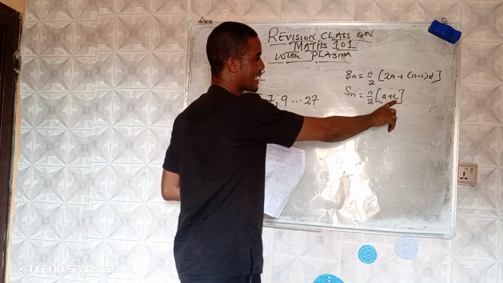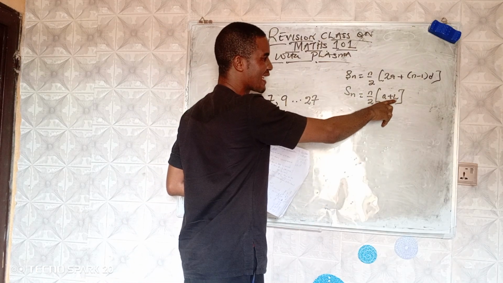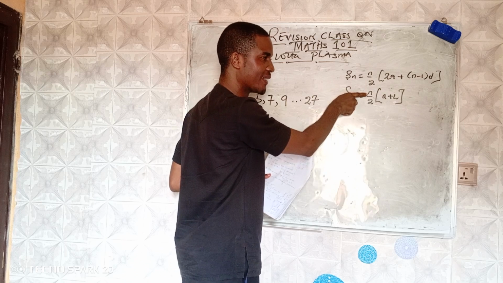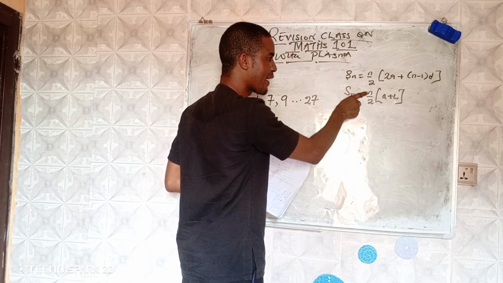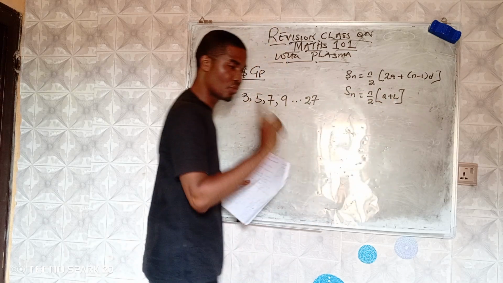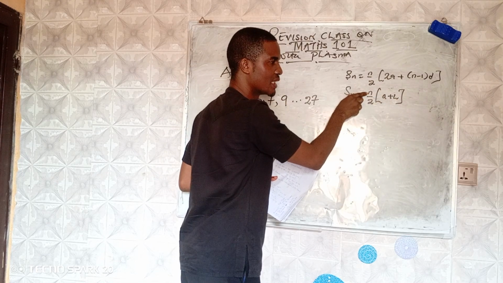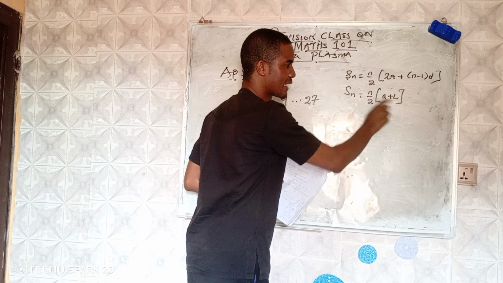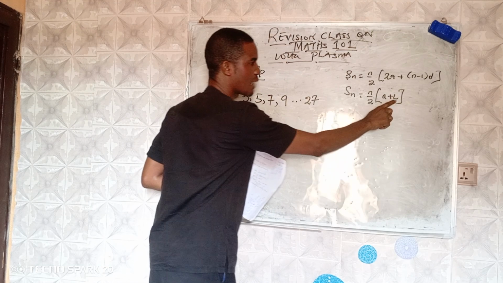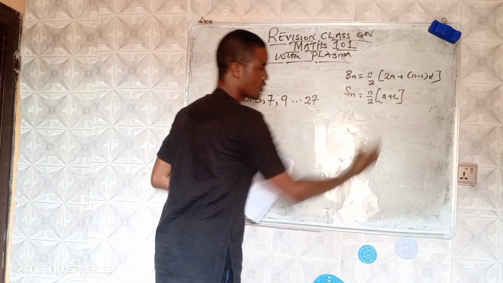So when they give me the last term, listen, they will not give me the value of n. But if they give me the value of n, they will not give me the last term. Note that, I repeat, when they give me the last term, they will not give me the value of n. When they give me the value of n, they will not give me the last term. So here they've given me the last term, which is L. I need to find n so I can solve it out.